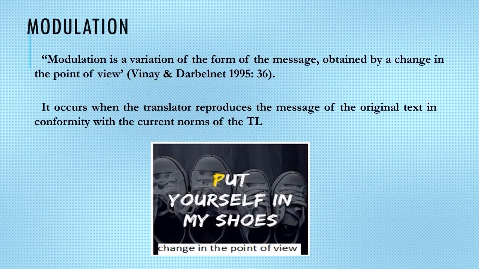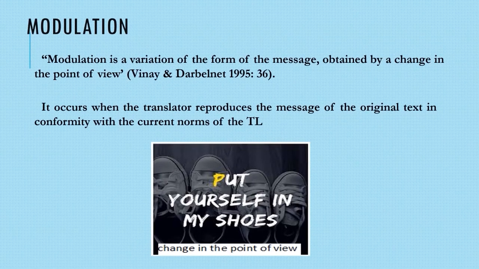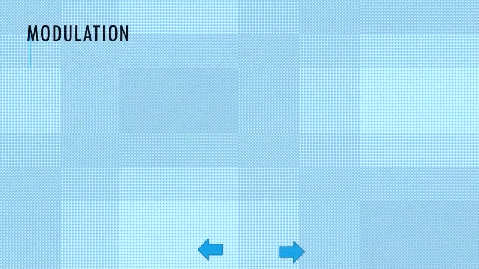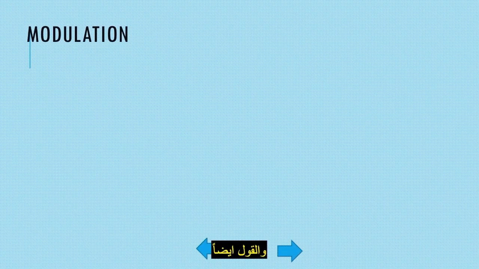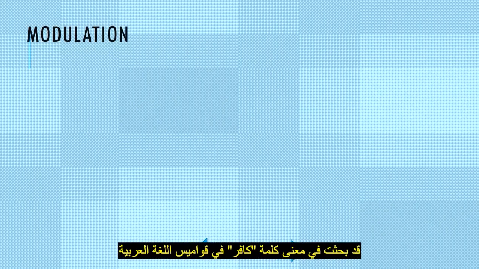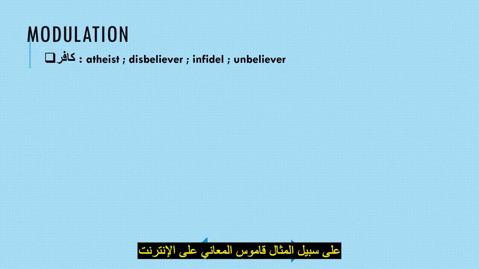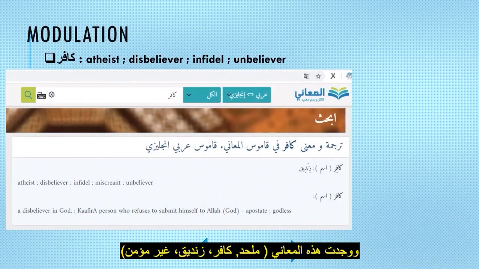Look at that saying. What would you do if you put yourself in my shoes? Let us give an example, and you can figure out these definitions and the saying as well. The word kafir. I checked the meanings of the word kafir in Arabic dictionaries. For example, Al-Ma'ani Dictionary Online. I found the following: atheist, disbeliever, infidel, unbeliever.